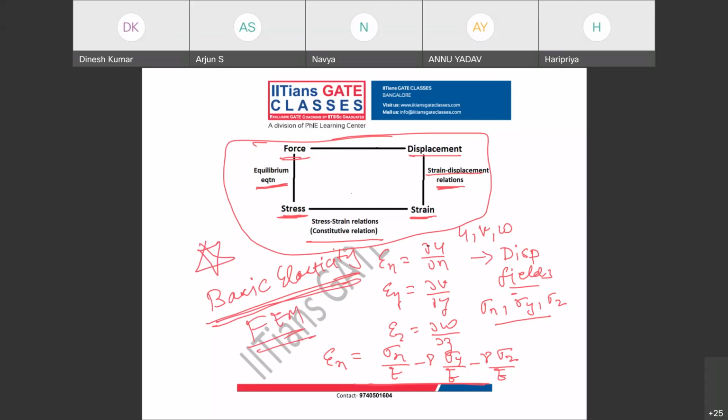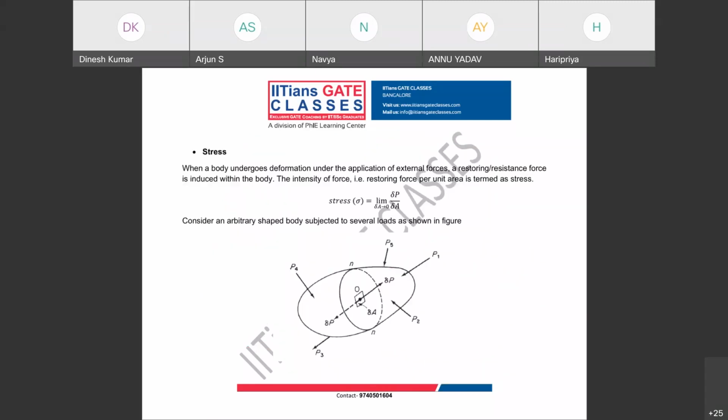Now we will start first with stress. So guys, what do you mean by stress? Force applied per unit area. Internal resisting force acting per unit area. Yeah, so in simple way, it is force per unit area, right? That is your stress.